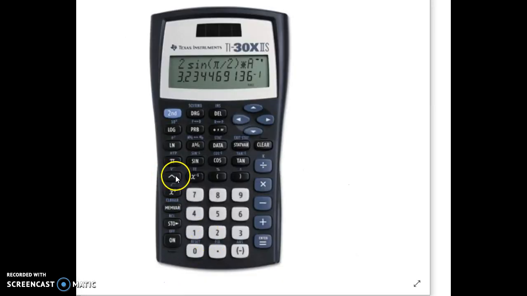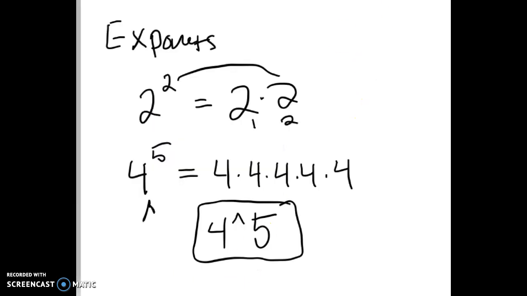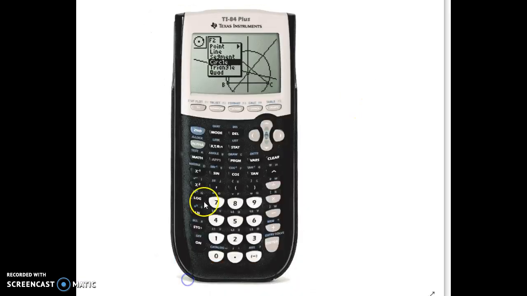Look for the caret every time that you usually get a calculator. That's how you usually do exponents. Let's go to the bigger dude. This one's a TI 84 Plus. This one's a little bit more of an expensive calculator, and this one also has a caret. Like I showed you last time, it was just a simple caret.